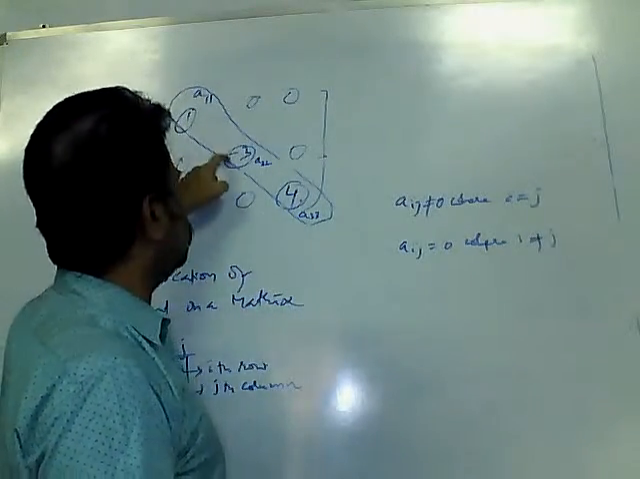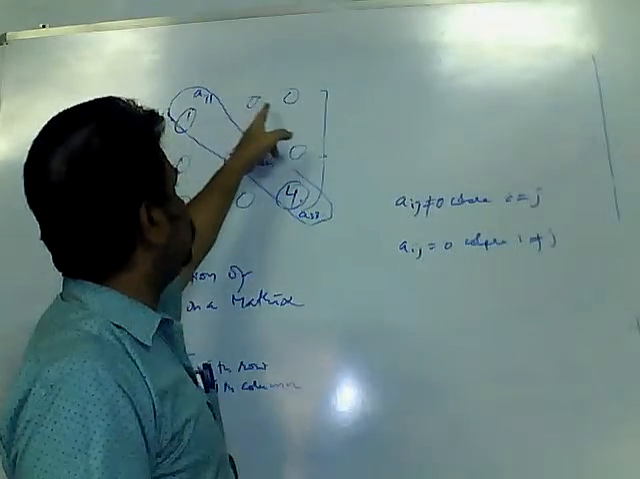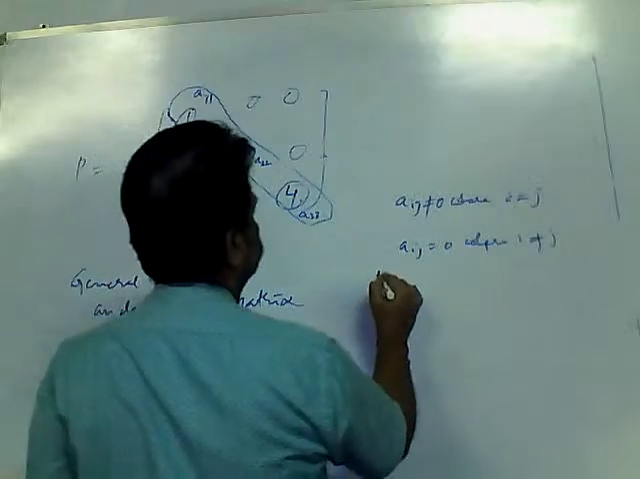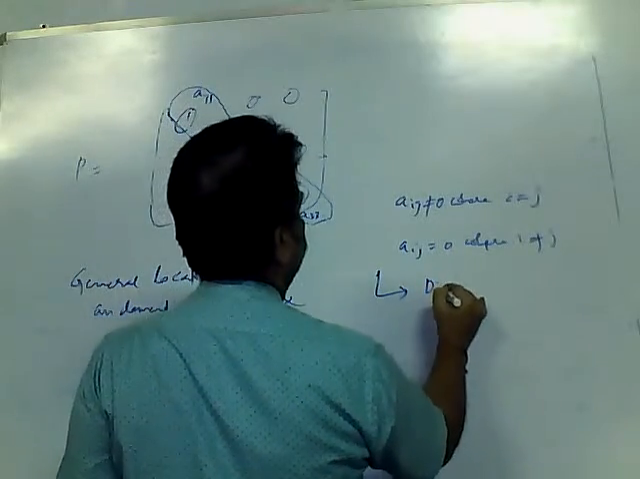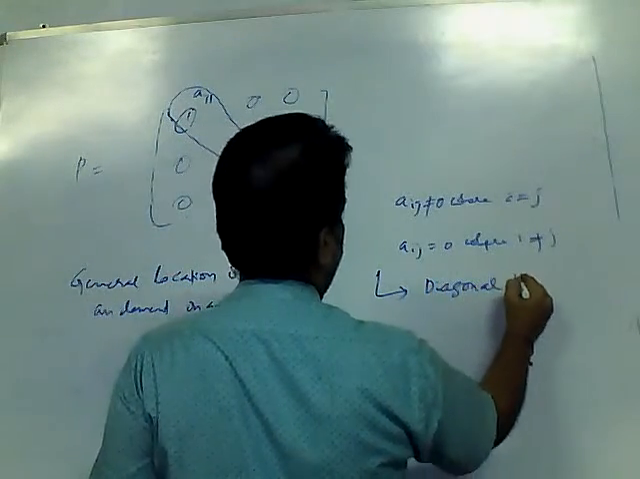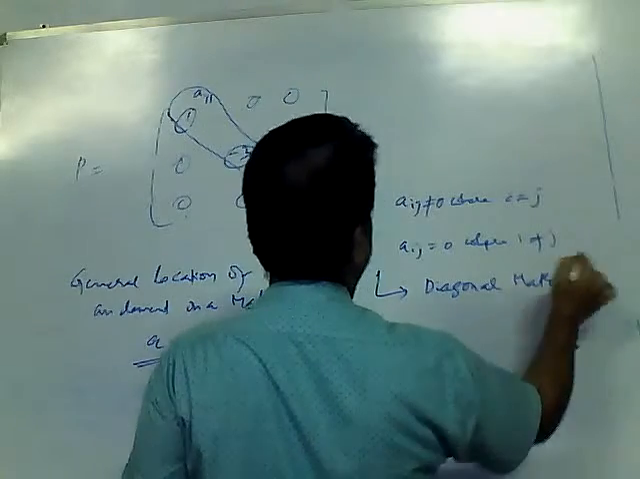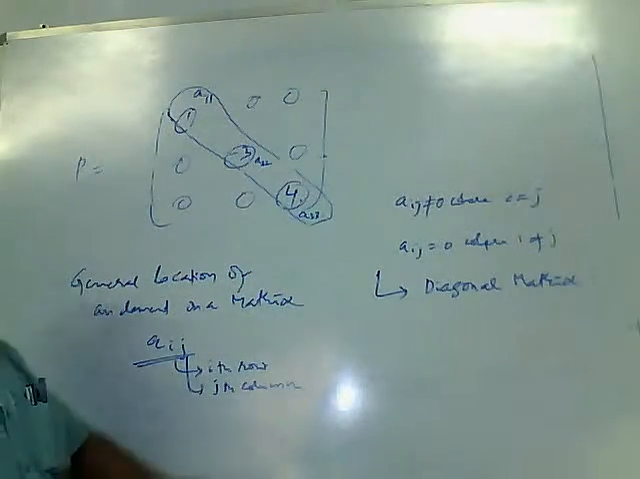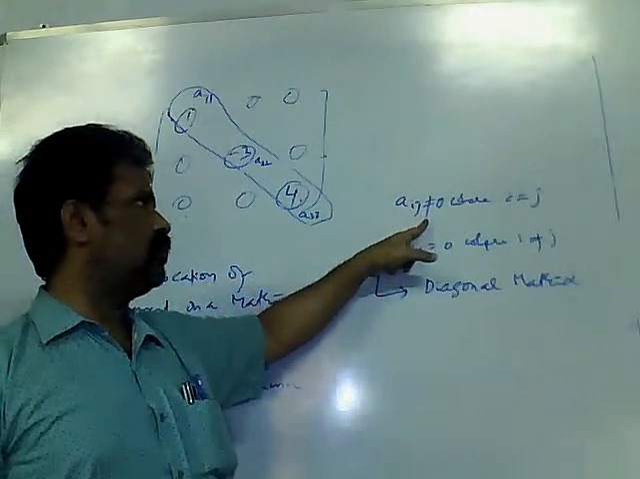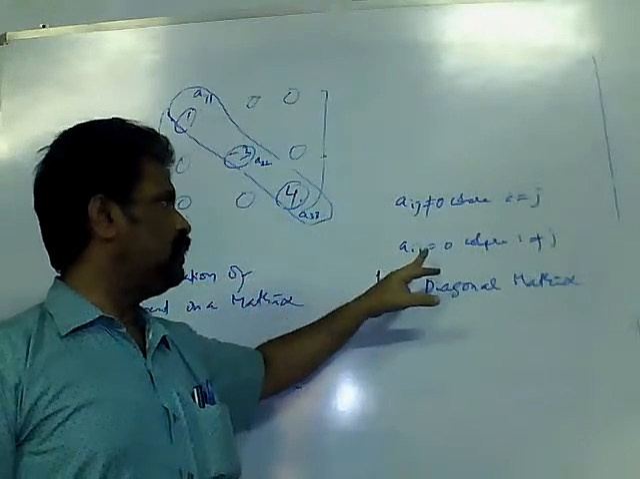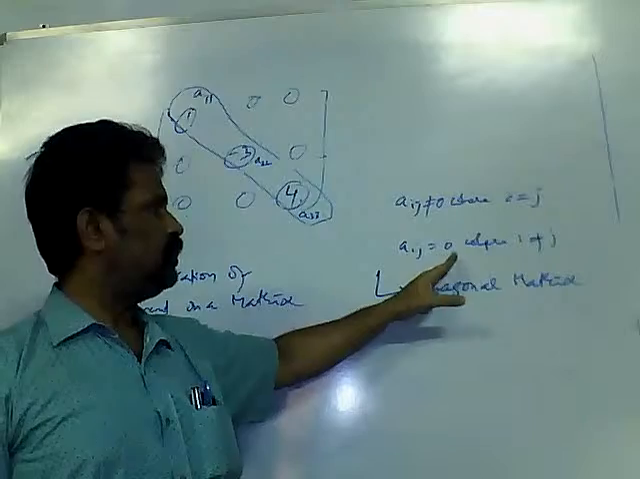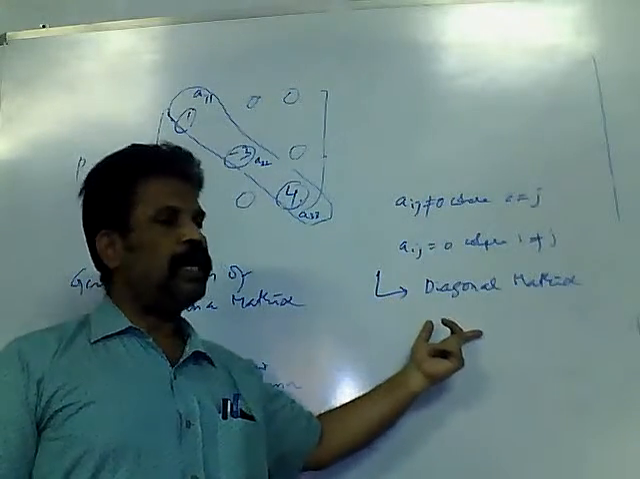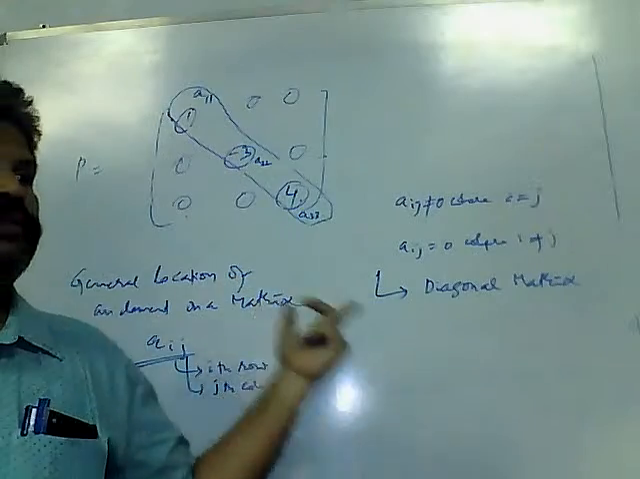Here, where i is equal to j, the elements are non-zeros, and where i is not equal to j, they are zeros. So this is called a diagonal matrix, because only the diagonal has non-zero elements. You understand now? The condition is that Aij is not equal to 0 where i is equal to j, and Aij is equal to 0 where i is not equal to j. Such matrices are called diagonal matrices.